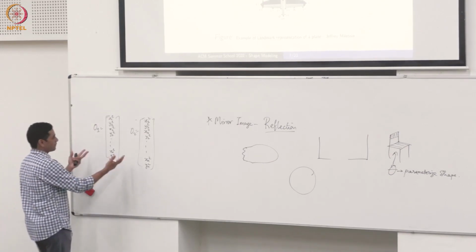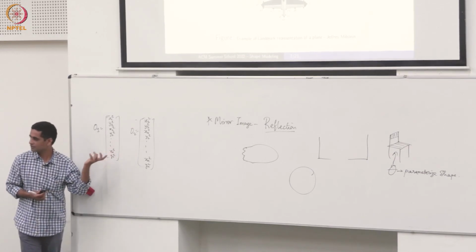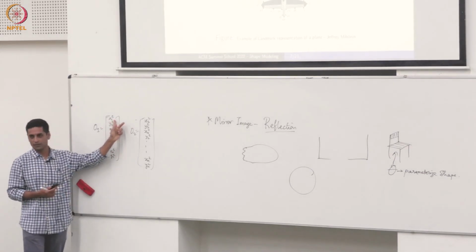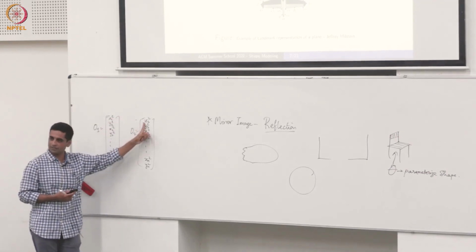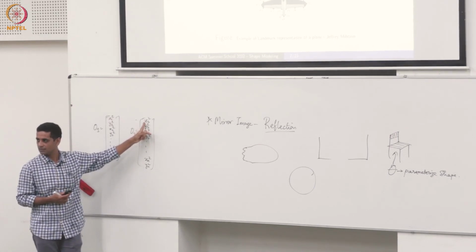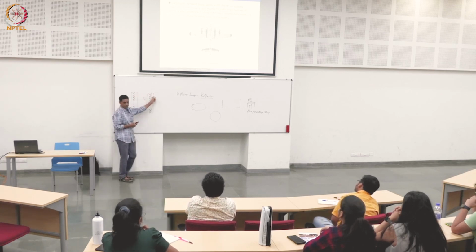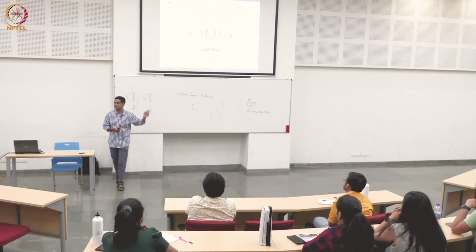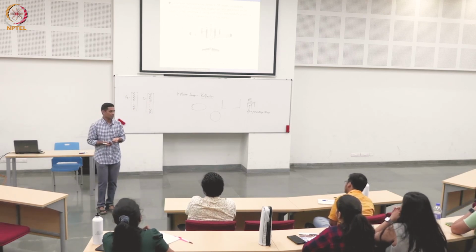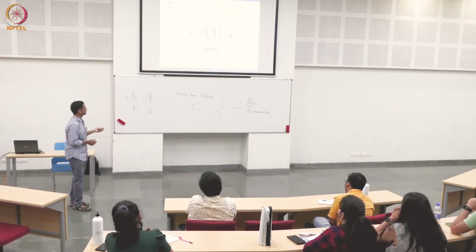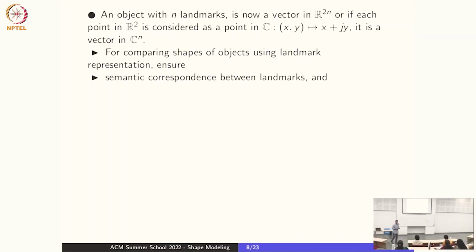In order to compare these two, one way is obviously subtract the two. When you are subtracting these two, what are you doing? You are comparing the first landmark in the first object with the first landmark of the second object. So if this denotes tip of the nose and this denotes tip of the wing, that's basically comparing apples with oranges, right? So that is what I mean when I say that there has to be a semantic correspondence between the landmark points.